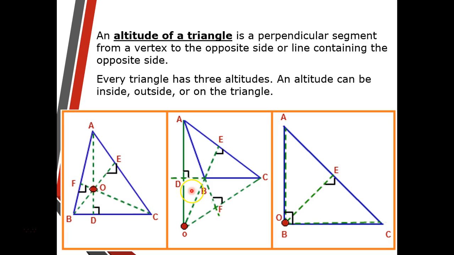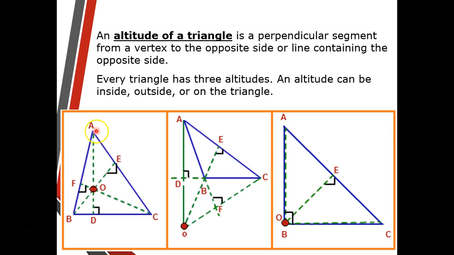And then this right here, the point of concurrency for the obtuse triangle is on the outside. And then for a right triangle, it's going to be on that right angle in the right triangle. Okay, so let's look at these a little bit closer.